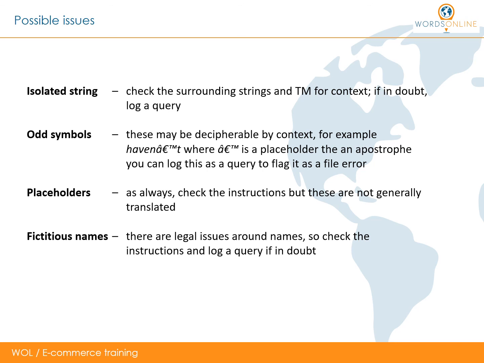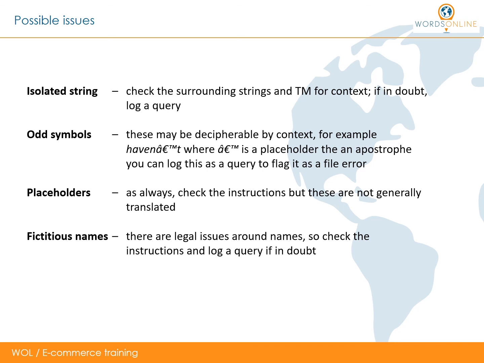Sometimes files contain odd symbols due to conversion and corruption errors. Often these happen around punctuation marks or letters with accents. Generally the context makes it clear what is meant, so please remove the unnecessary symbols and translate accordingly. You can log a query to flag to the team that there is an issue with the file. Placeholders are used where information will be automatically added later, for example the current time. Check your instructions, but these are not generally translated as they are part of the code.